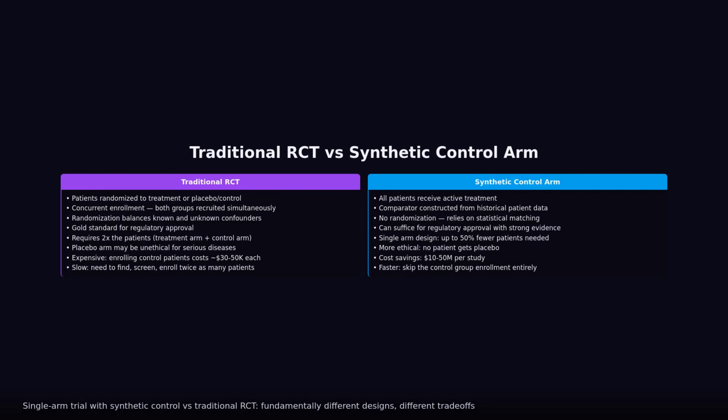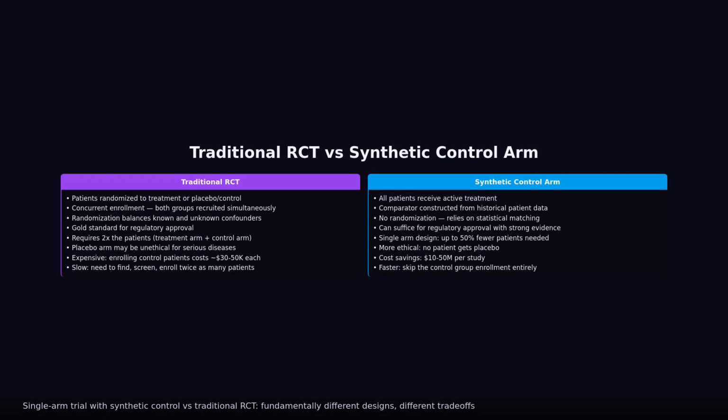A traditional randomized controlled trial enrolls patients into two groups. One receives the experimental treatment, the other receives a placebo or standard of care. Patients are randomly assigned, which balances both known and unknown confounders between groups. This is the gold standard.